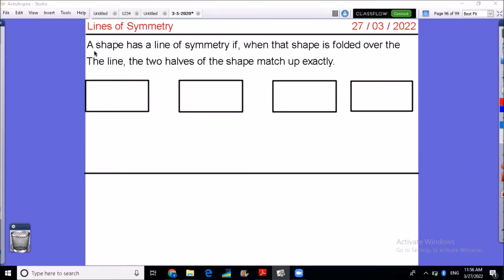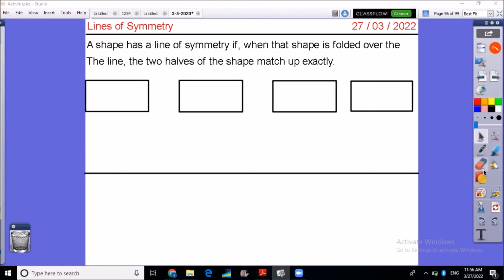Okay, so what is a line of symmetry? Just for you to remember, a shape has a line of symmetry if, when that shape is folded over the line, the two halves of the shape match up exactly. All right, what does this mean?